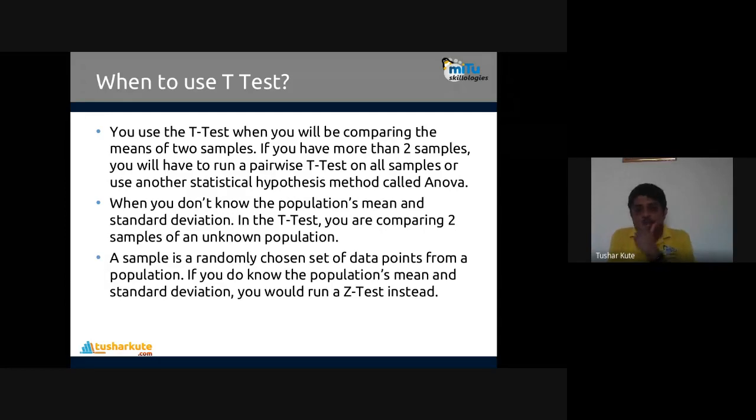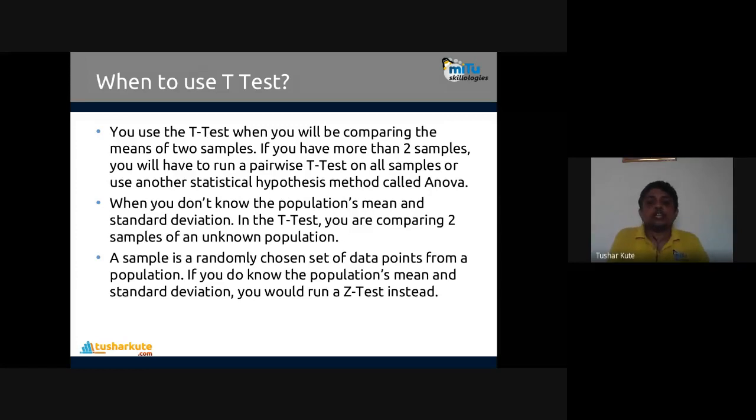Now, when to use it? We can use the t-test when comparing the means of two samples. If you have more than two samples, you have to run a pairwise t-test. There are three different kinds of t-tests, and we'll talk about that also. Based on the aim we have in mind, we use different kinds of tests. For more than two samples, we can use another hypothesis test called the ANOVA test, which we will also talk about. That is the analysis of variance test, which is checked with the variance only.